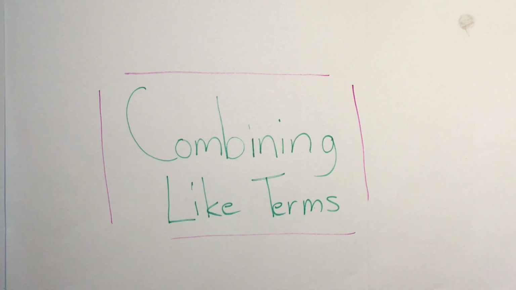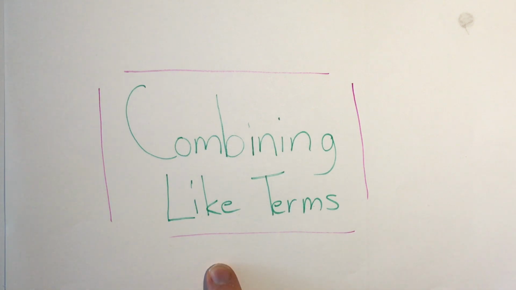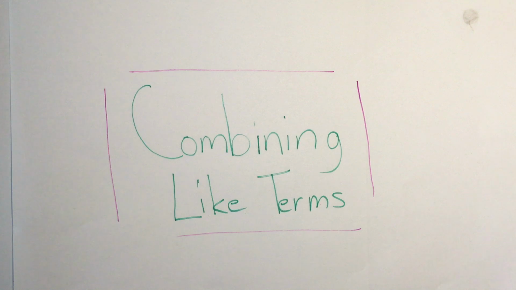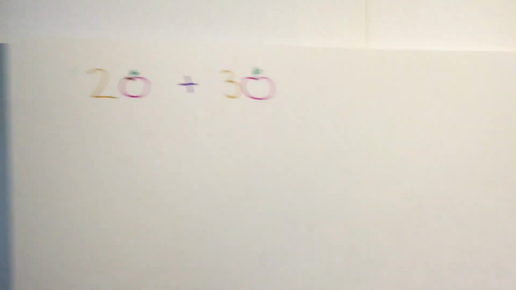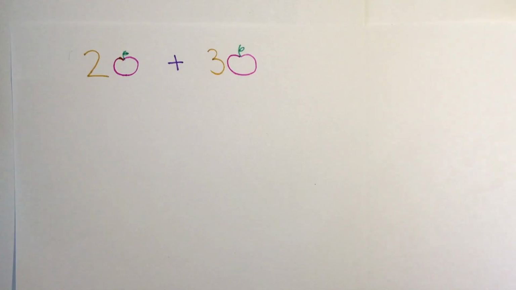Here, we're going to be looking at how to simplify algebraic expressions, and specifically we're going to learn our first tool that will help us to do this, which is called combining like terms. To discuss this, let's start by looking at an example using fruit.